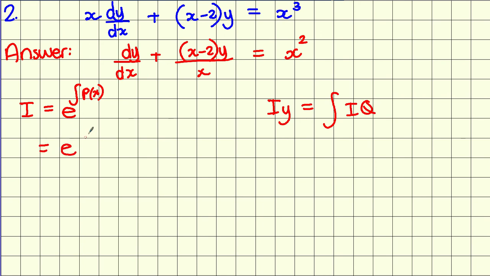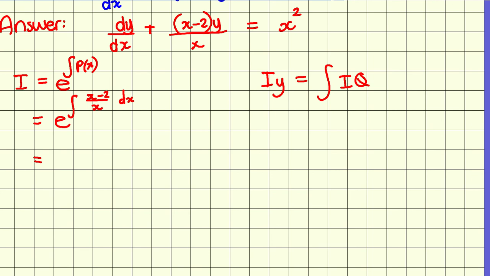So e to the power of the integral. Okay, so what's p of x? So p of x is whatever's attached to the y term here. So that's going to be x take 2 over x dx. Just like that. Right. Now, the hard part here is actually integrating this part. So it's not this special case, because the derivative of the bottom is 1. You don't have 1 on the top. Okay, so it's not going to be that.